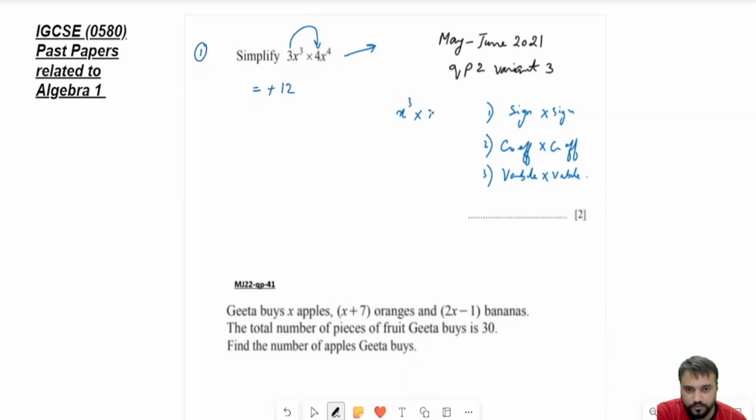What is the index rule here? When we have the same base and the bases are multiplying, then we just write the base one time and add the powers. Power is also known as exponent and index. The answer will be x raised to power 7. So x raised to power 7. This is our final answer, that is 12x raised to power 7.